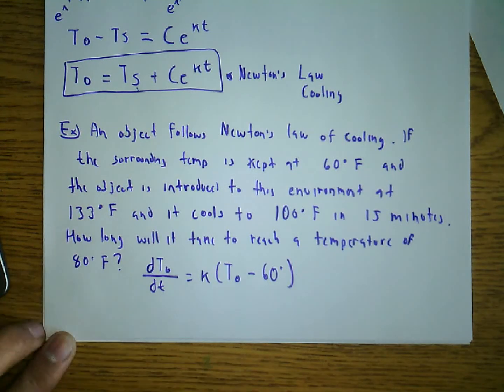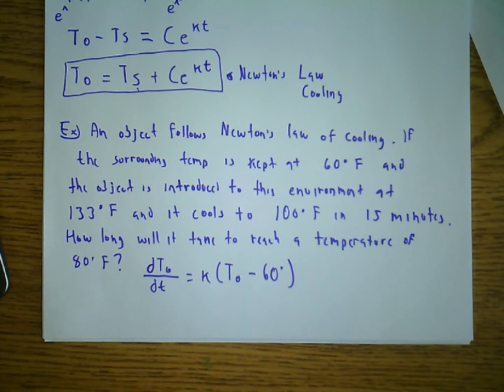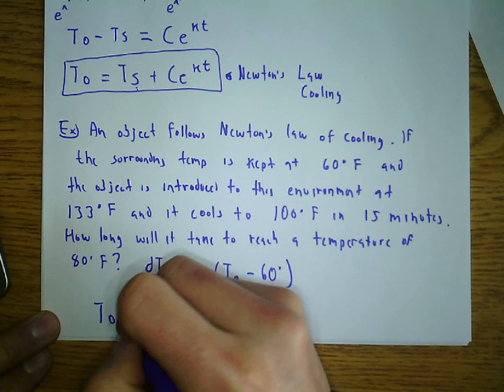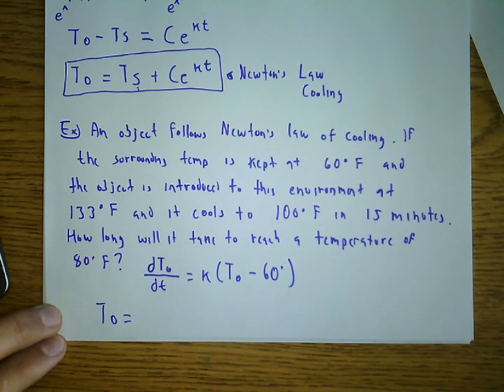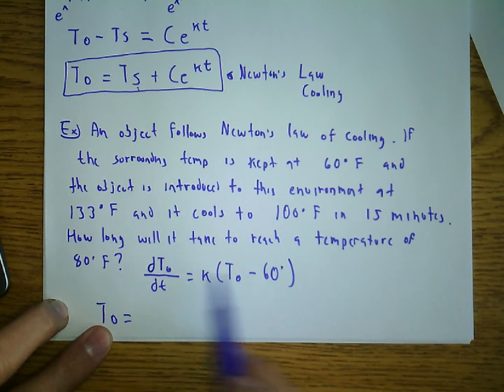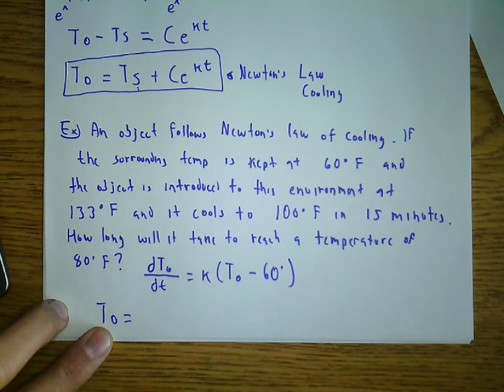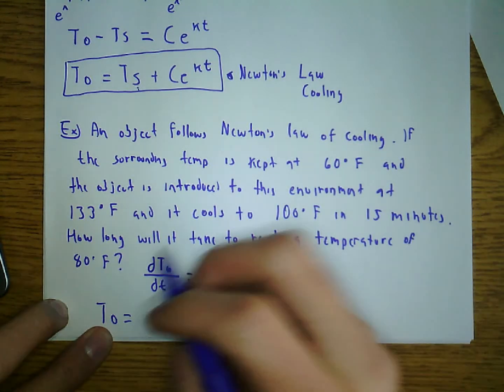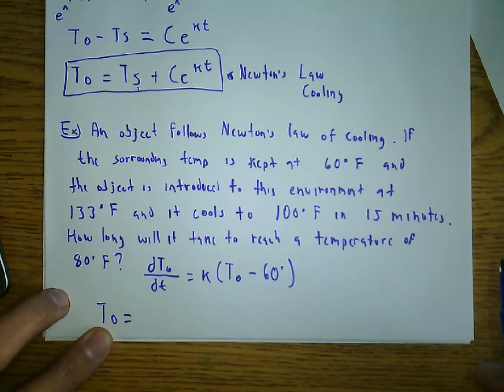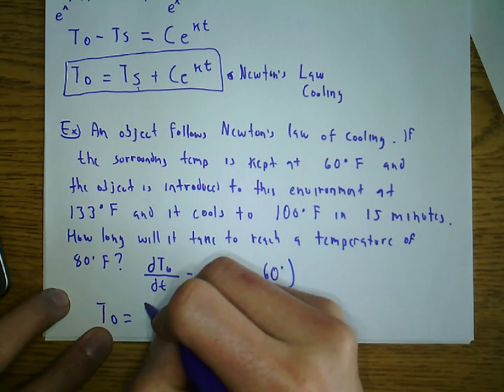Or you could already know that the solution to this is going to be what? Like after you integrate, what is it? C e to the kt plus Ts. But don't you know what Ts is? Yeah, 60. So couldn't we skip all the calculus and say that the temperature of the object is literally going to be 60 plus C e to the kt?